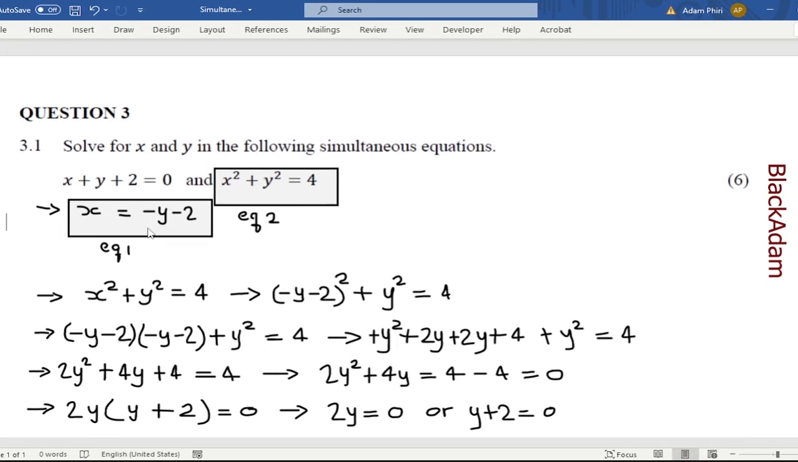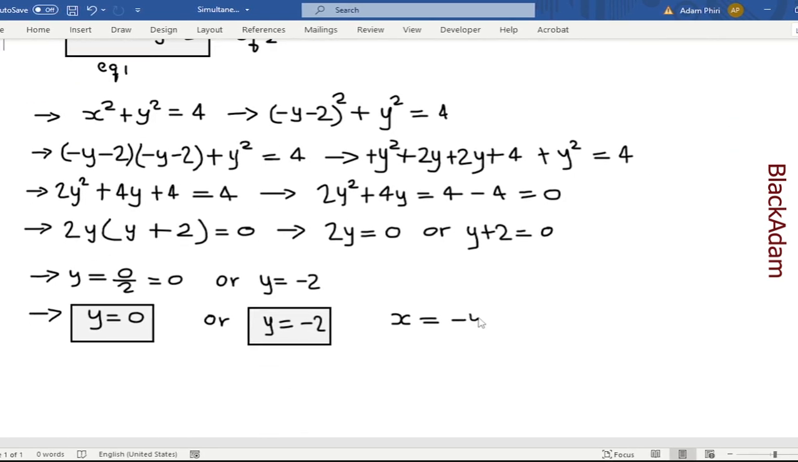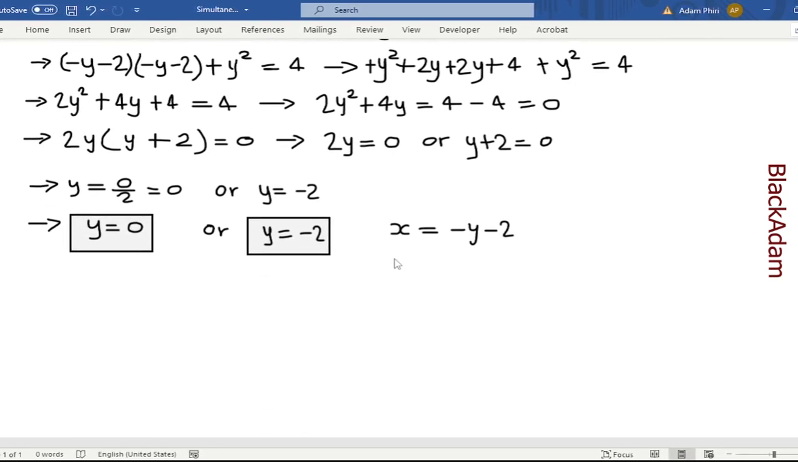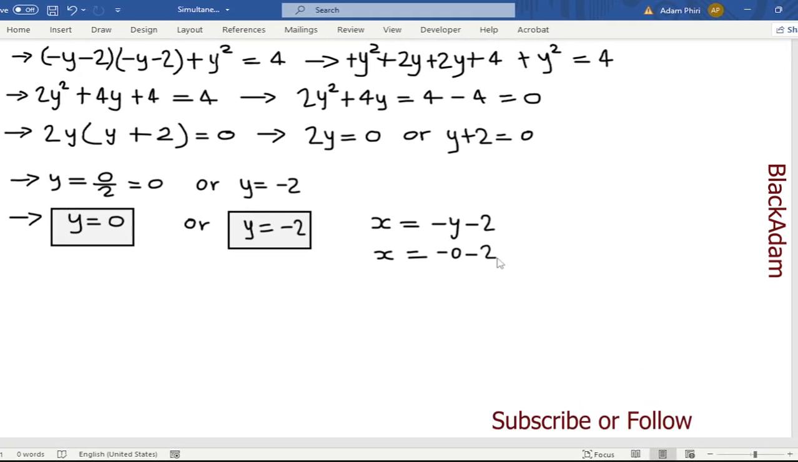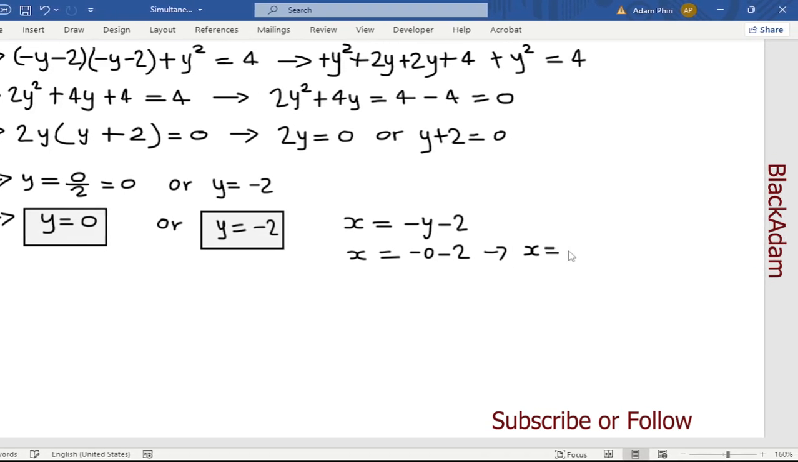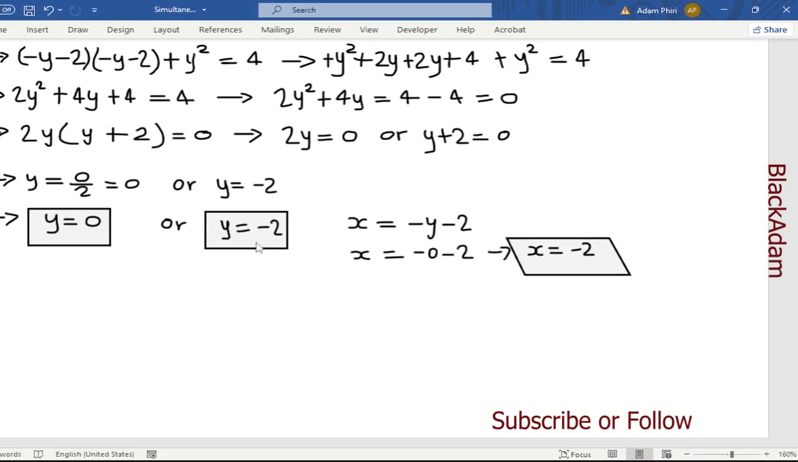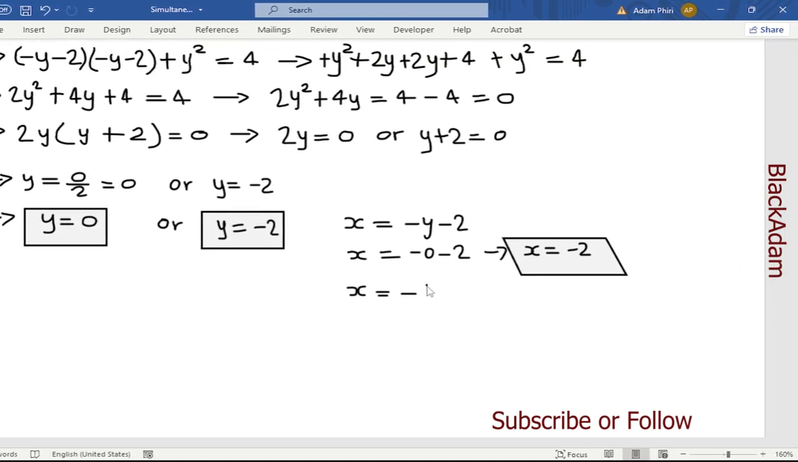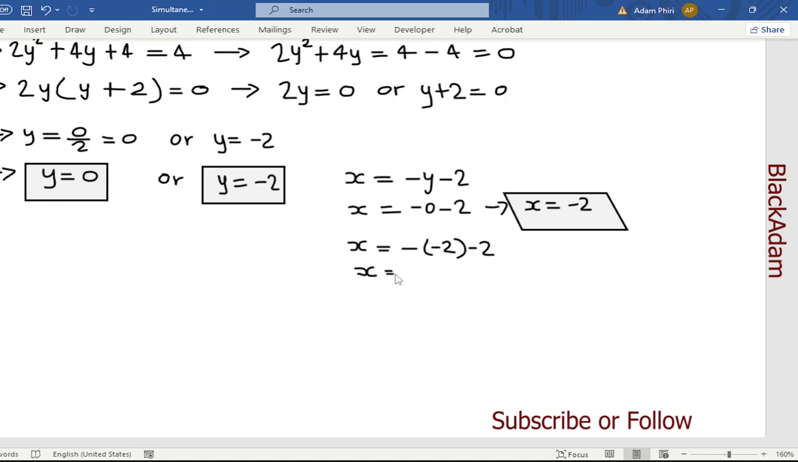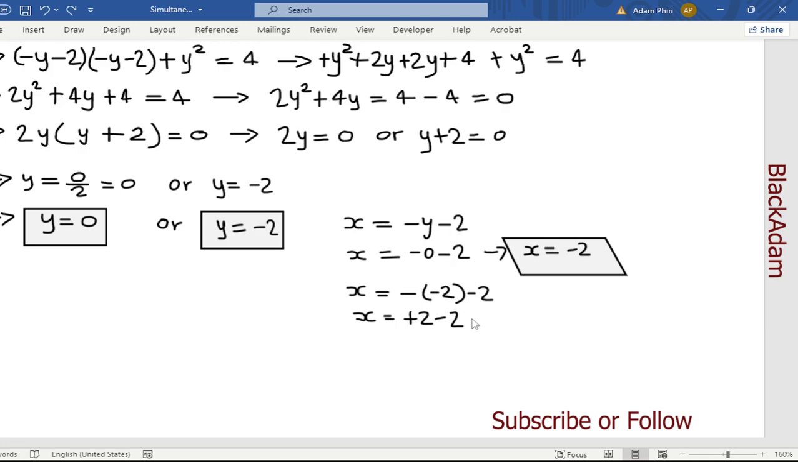For x, we use equation 1, which is x is equal to negative y negative 2. So we put one value of y at a time. Using 0 instead of y, and substituting 0 in the equation, we have x is equal to negative 2. And then where y is negative 2, we have x is equal to negative bracket negative 2, minus 2. So that means you have positive 2, negative 2, they cancel out. So that means that we have 0. That gives us another option for x, which is 0.